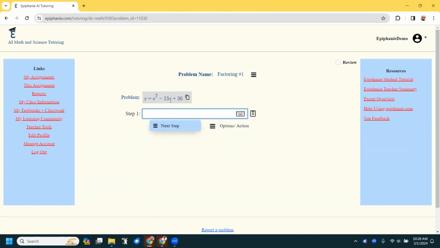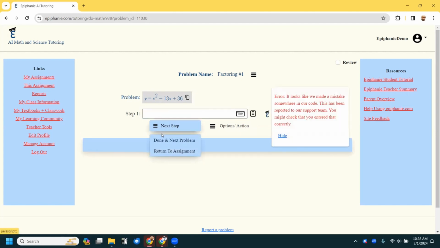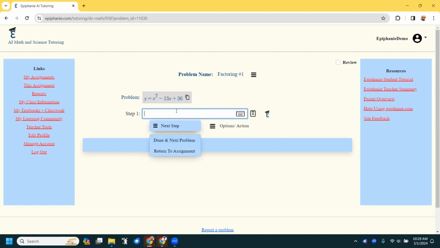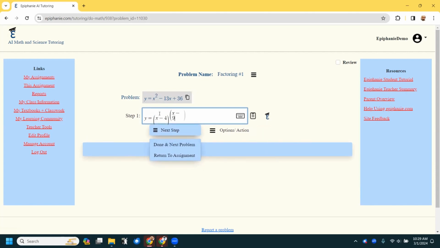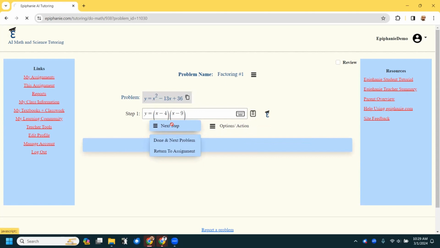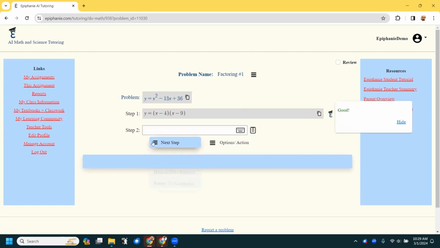Similarly, if we have a factoring problem, we want to factor this into two terms. We could do the same thing here. I'll just go ahead and enter this answer. It's going to be y minus 9 times y minus 4. And I'll just say done in next problem. We're done with that. Something happened there. Very good. And now we're done.